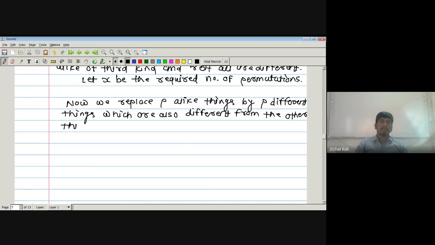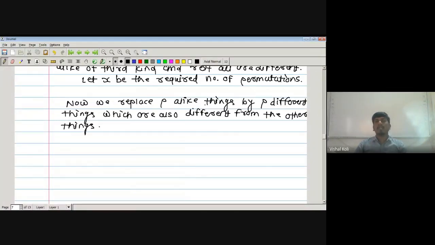Okay, now we know that the p different things can be arranged among themselves in p factorial ways. That is the number of permutations of n different things where n will be taken at a time is nothing but n factorial. As here we have taken p different things in case of p alike things.